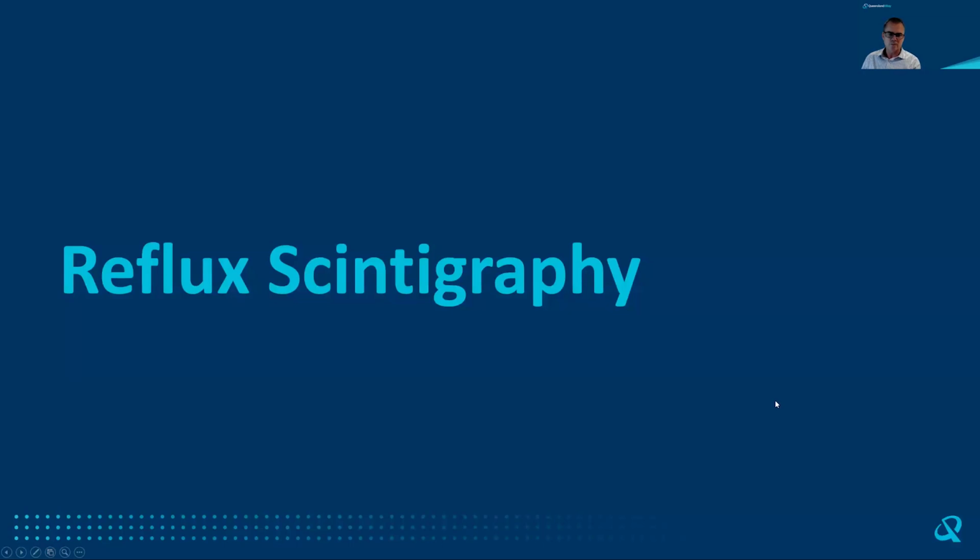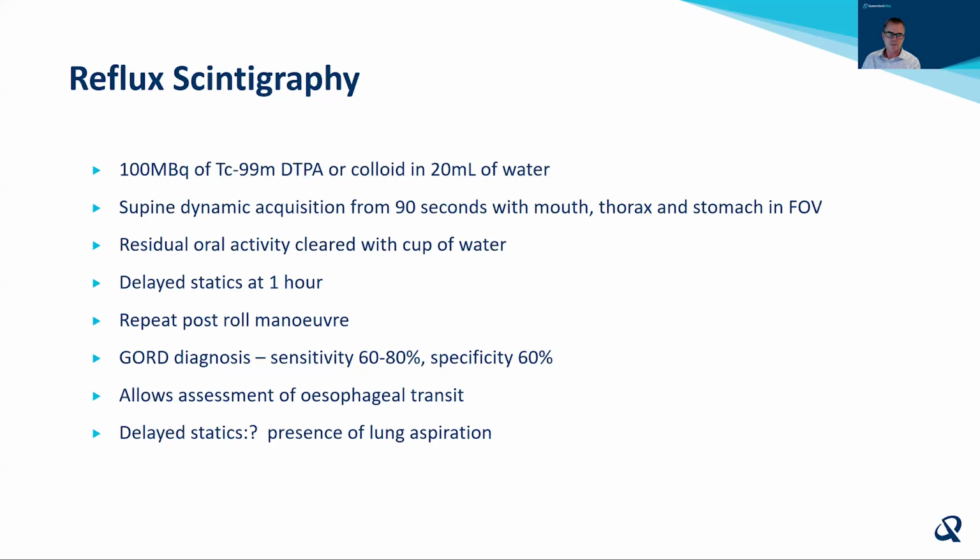I'll just very briefly mention reflux scintigraphy. So this is a way of diagnosing reflux. We give them a small dose of DTPA orally. We do some supine acquisition for 90 seconds. Then we do some delayed statics, and we then roll them around. It's actually fairly sensitive for the diagnosis of high-grade reflux, 60 to 80%, and also allows assessment of esophageal transit. We do some delayed images, and that sometimes picks up the presence of lung aspiration.